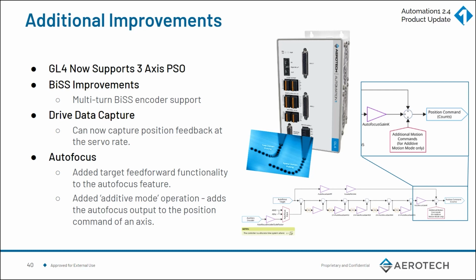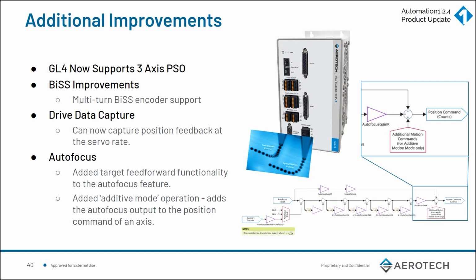The next bullet item here is BIS improvements. We have multi-turn BIS encoder support. It dropped out of the presentation for some reason, but we also can support BIS encoders with incremental tracks now. That was required for ANT series linear stage EtherCAT cells. That is an absolute encoder based feedback device.